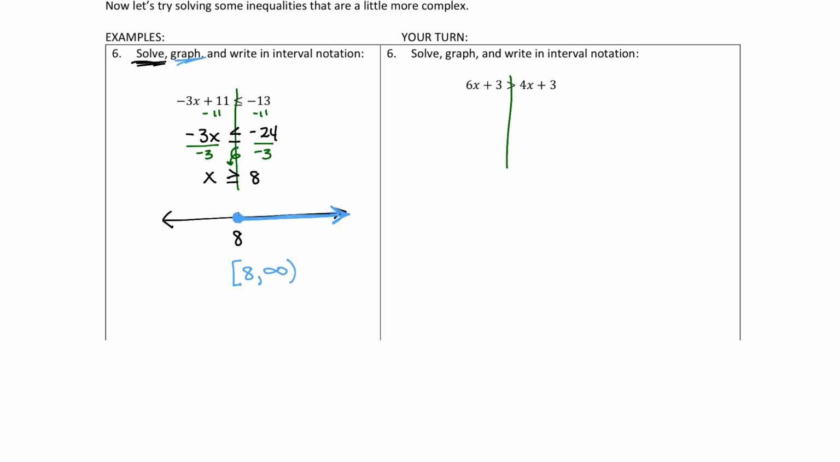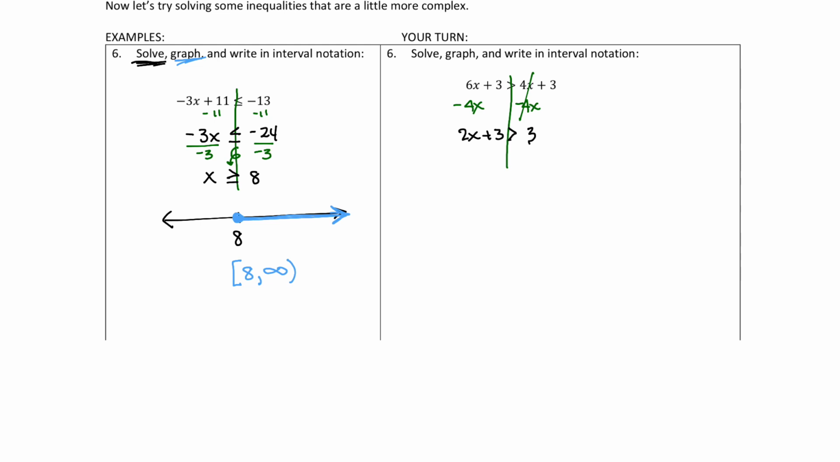All right, there's your center. I have variables on both sides. Because it's an inequality, I'm going to move my variable to the left. I don't even have an option, I'm just moving it to the left. So now I have 2x, add 3. Don't change that because it was a subtract.